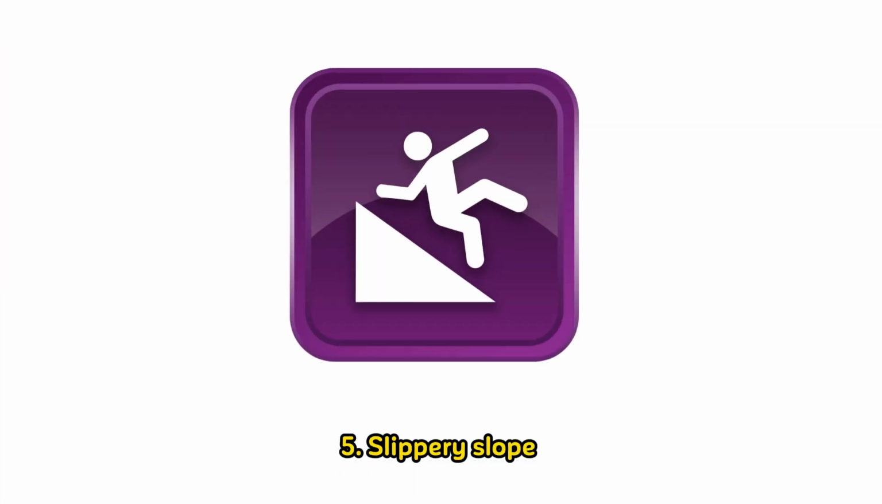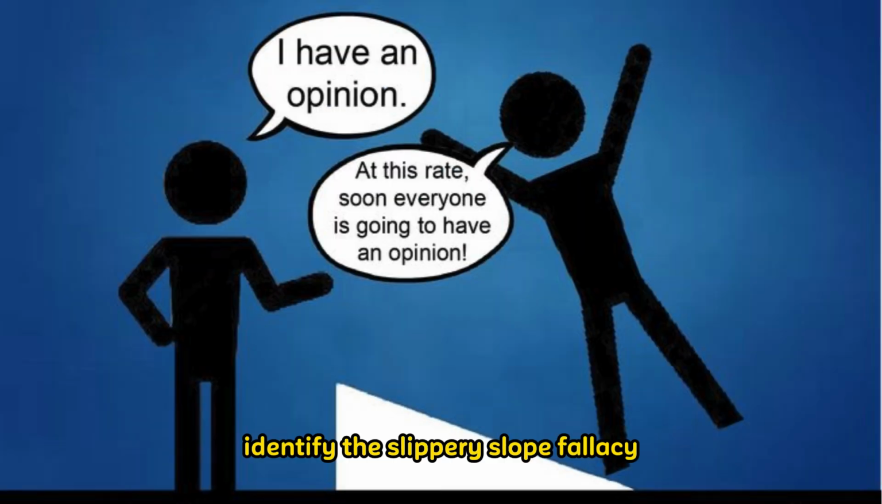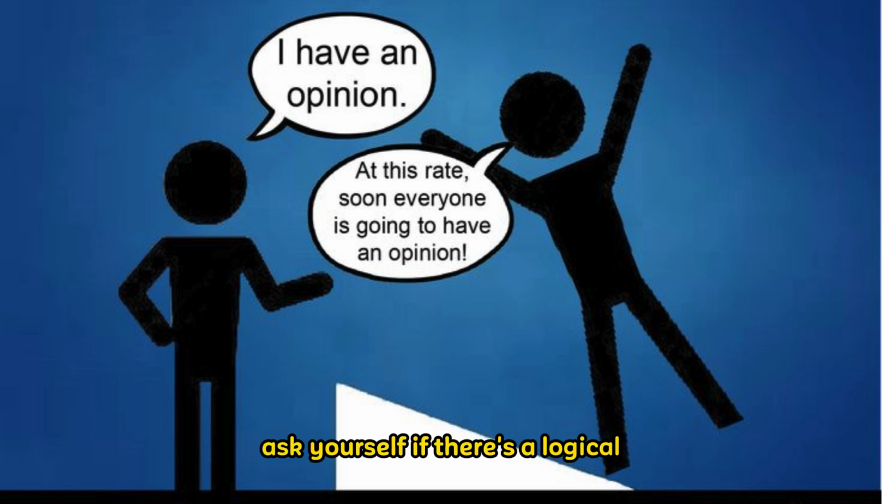5. Slippery slope. Identify the slippery slope fallacy when a sequence of events is predicted without sufficient evidence. Ask yourself if there's a logical reason to believe that one event will lead inevitably to another.